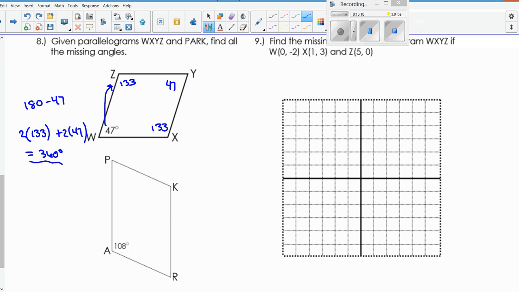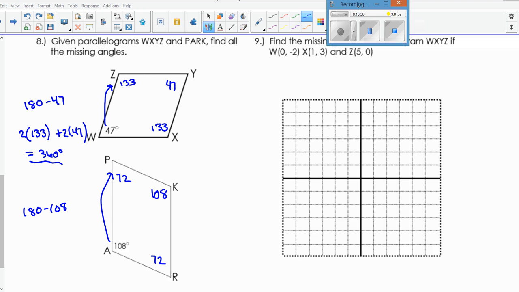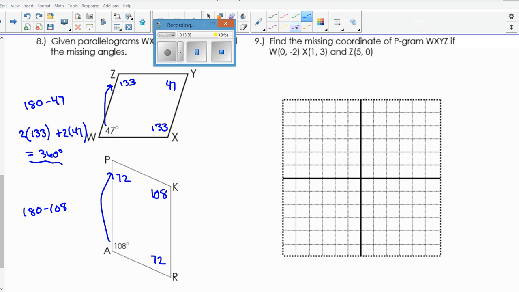And the next one, opposite angles are congruent. These two angles are supplementary, so 180 minus 108, this angle is 72, which means this angle is 72 as well. Alright, next one.